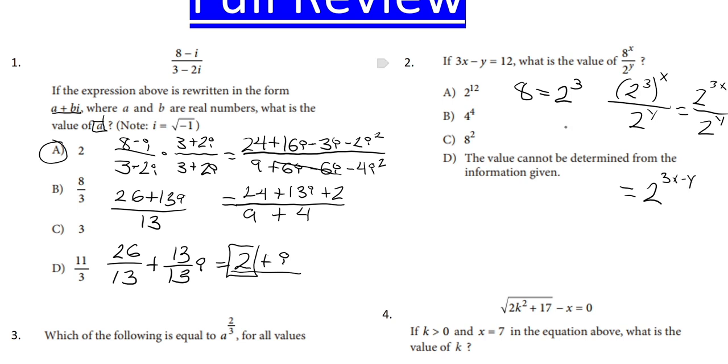And if we look at the beginning of our question, they say that 3x minus y equals 12. So since we have 2 to the power of 3x minus y, this is going to be equivalent to 2 to the power of 12, because 3x minus y is equal to 12. And we get that our answer is 2 to the power of 12, which is answer choice A.